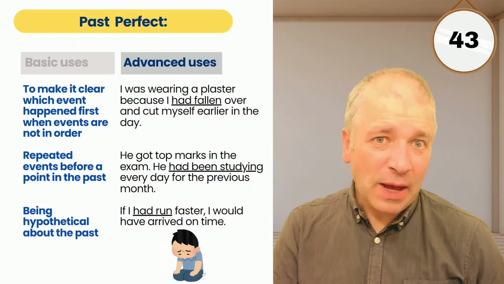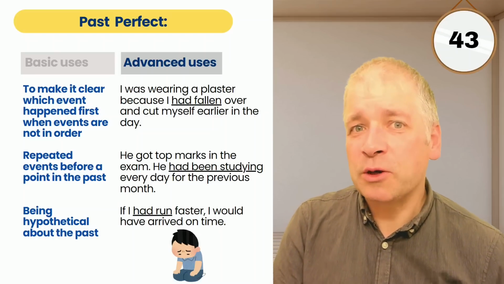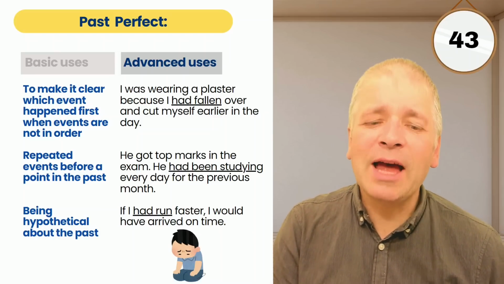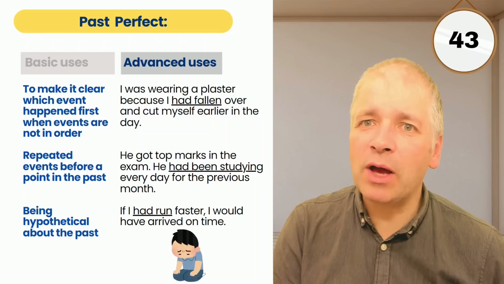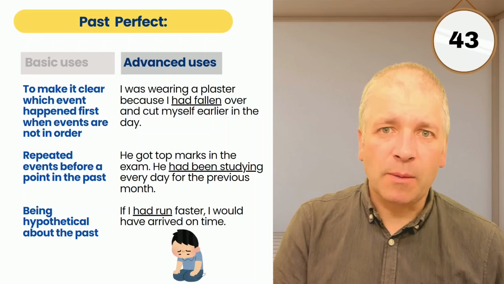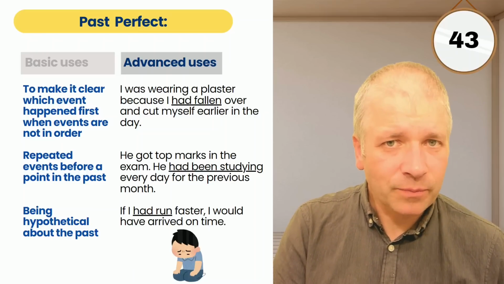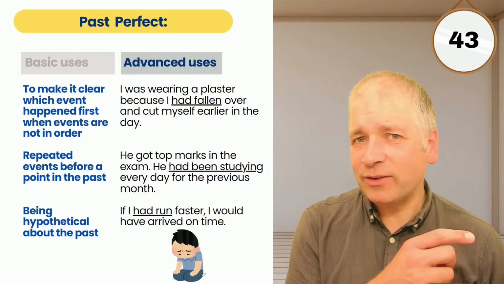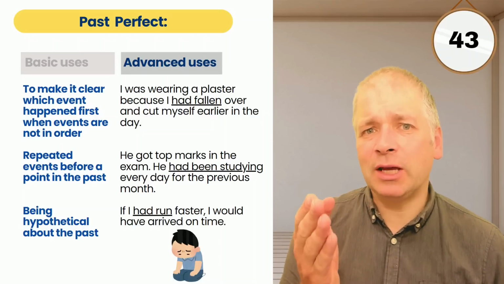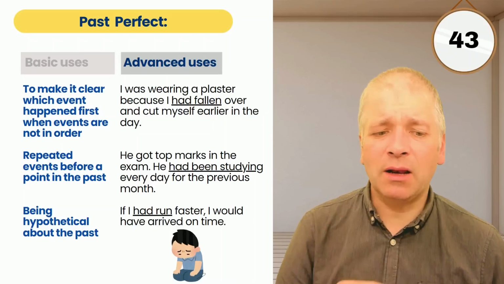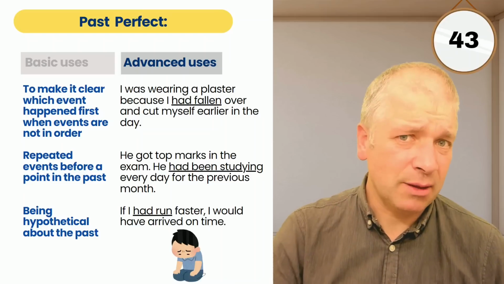If you're being hypothetical about the past, you can also use the past perfect. If I had run faster, I would have arrived on time. So by saying if I had run, I'm thinking about a past event, but I'm imagining what a situation could have been like if things had been different.